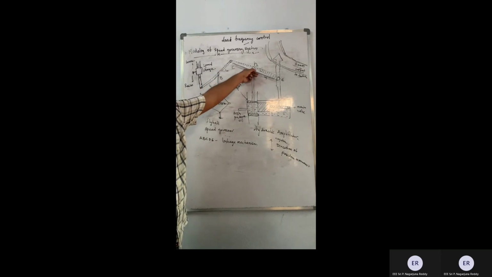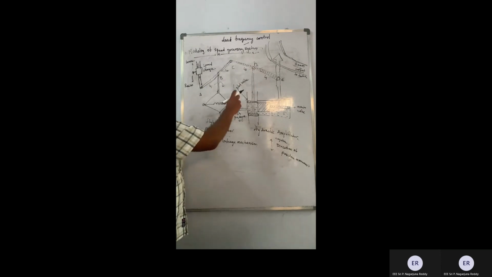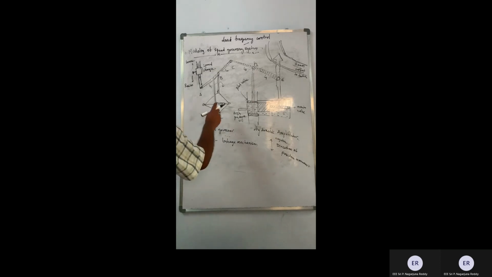Similarly, C, D, E is another linkage. It is pivoted at D. So if C moves, E moves. So this is the mechanism. A, B, C, D is the linkage mechanism which is pivoted at B and D. See the lengths also I have mentioned for you, L1, L2, L3, and L4. These are the lengths of the linkages.